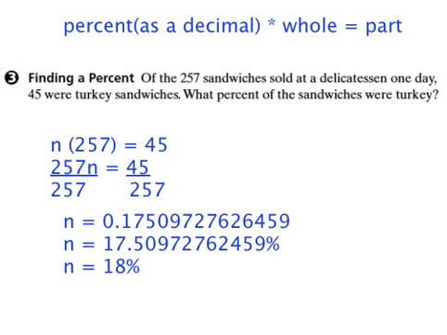It's very important when you change the decimal form of the percent into the whole percent that you also add the percent sign. So when you move the decimal point 2 places to the right, you must have the percent sign. That's why I put the percent sign at the end of the 17.50972762645, and it's also after the 18%.